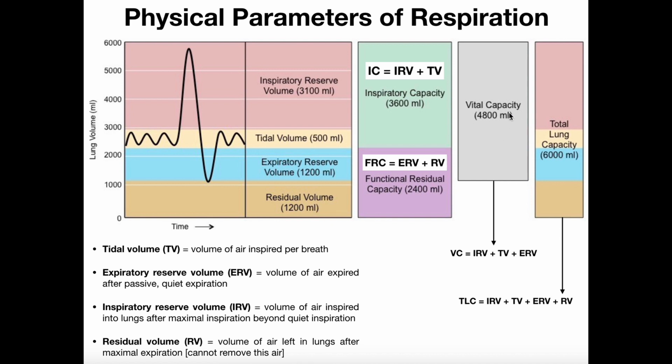And so the vital capacity, you just add together the inspiratory reserve volume, the tidal volume, and the expiratory reserve volume. And that's your vital capacity. If you then take that vital capacity and tack on the residual volume, you now have the total lung capacity, which is obviously not what we deal with all the time because we're not able to get out that residual volume. But the total lung capacity is just the sum of all four of these.